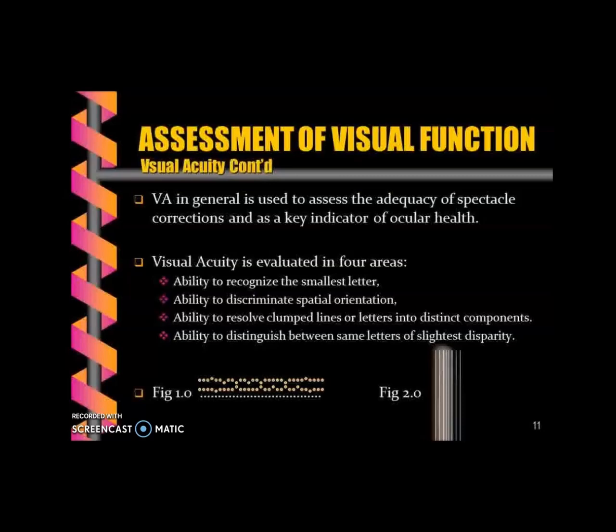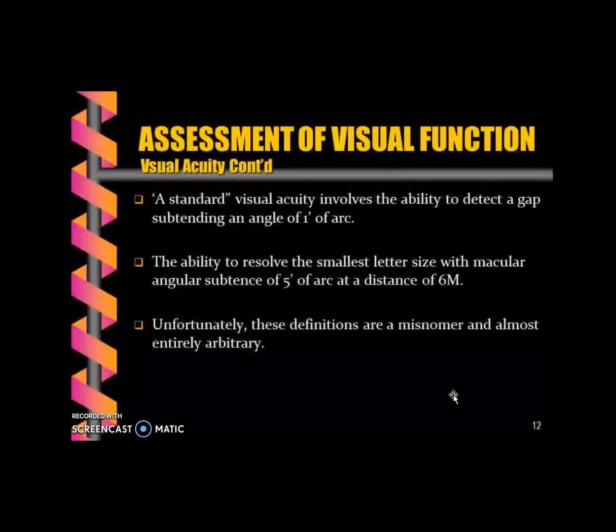This is done especially for statistical purposes. Three, the ability to resolve clumped lines or letters into distinct components. And four, the ability to distinguish between same letters of slight disparity. This is what we call stereopsis. A standard visual acuity involves the ability to detect a gap subtending an angle of 1 minute of arc, the ability to resolve the smallest letter size with macular angular subtendence of 5 minutes of arc at a distance of 6 meters. Now, these are the standard definitions of visual acuity.